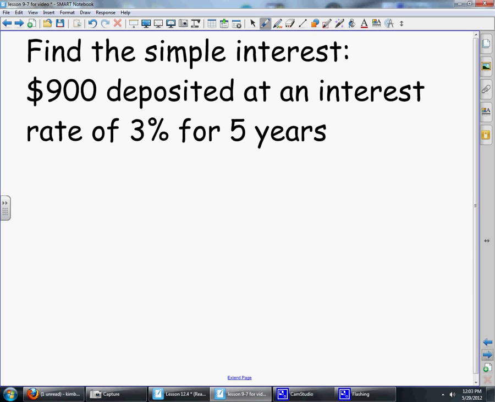Now this is a simple interest problem. Remember, simple interest is just the principal times the rate times the time. Why don't you try this problem on your own, and then when you're ready, come back and we'll check and see how you did. So pause the video and do the problem.